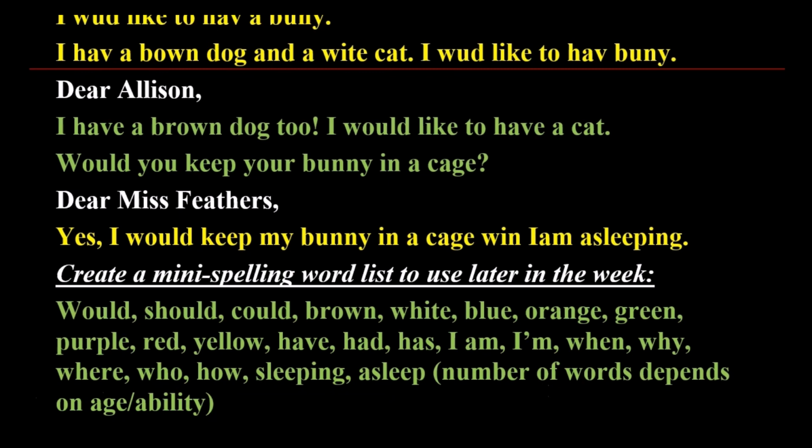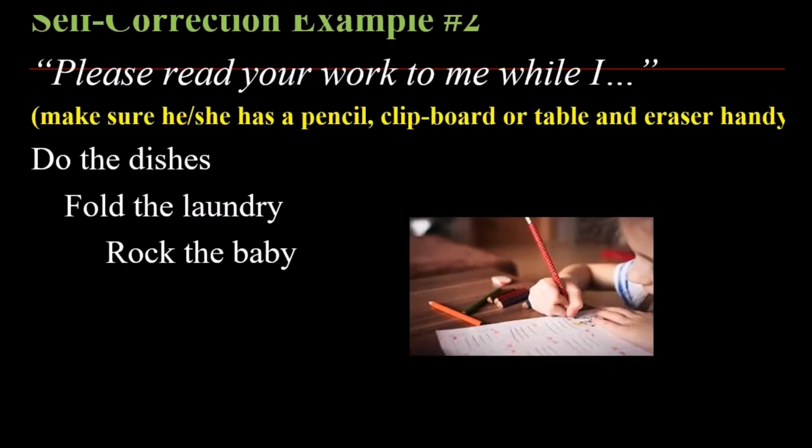So here is a sneaky way to evaluate writing and help them correct their own mistakes. Maybe not for that piece of writing, but for later on. They would write to me, a Dear Miss Feathers letter: I would like to have a bunny. I have a brown dog. I knew they had a brown dog and a white cat, but I would like to have a bunny. So I would write back to them: Dear Allison, I have a brown dog too. They were so excited to get a letter from Miss Feathers that they would look carefully at those words and realize, I spelled that wrong. We might not even have a conversation about it, but it was effective. We would keep writing back and forth, and I would see the corrections in their future letters.